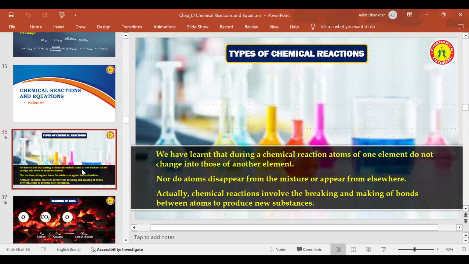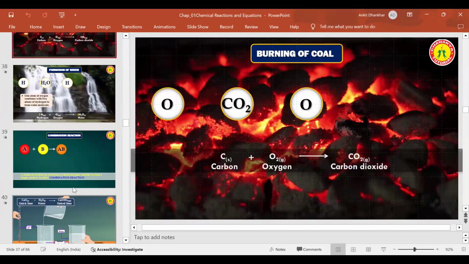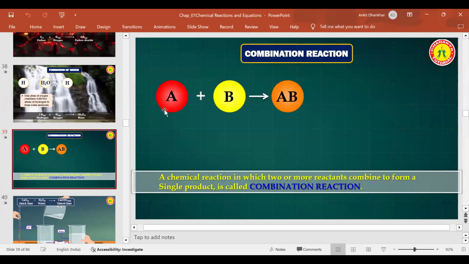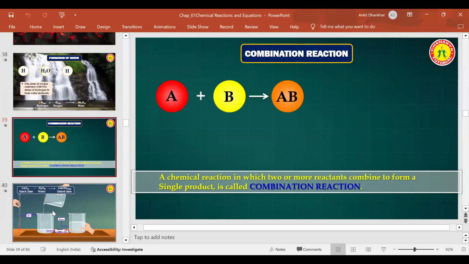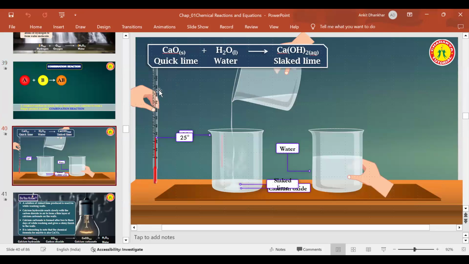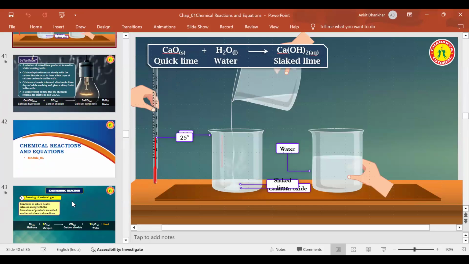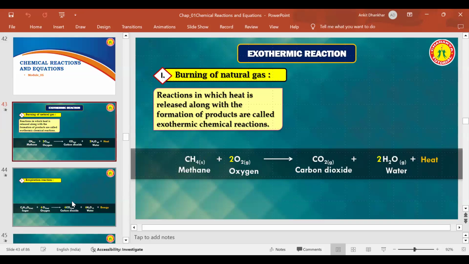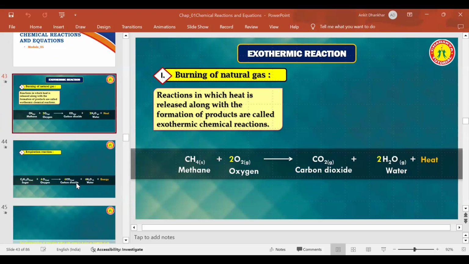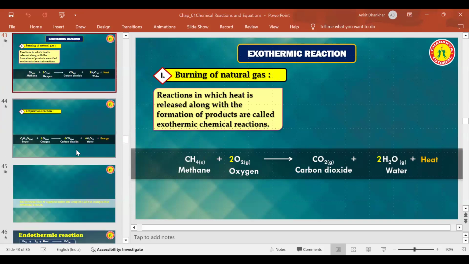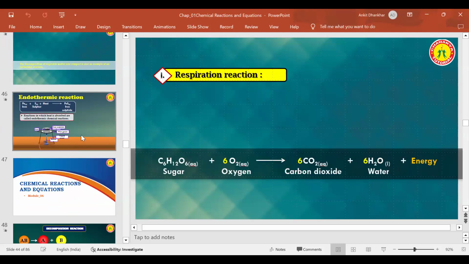Then we studied types of chemical reactions. For example, the combination reaction, where two or more reactants combine to give a single product. We saw examples like addition of water to quicklime to give slaked lime. Then we studied exothermic reaction, where there was release of heat along with the formation of products. Then we saw some examples, for example, the respiration reaction.